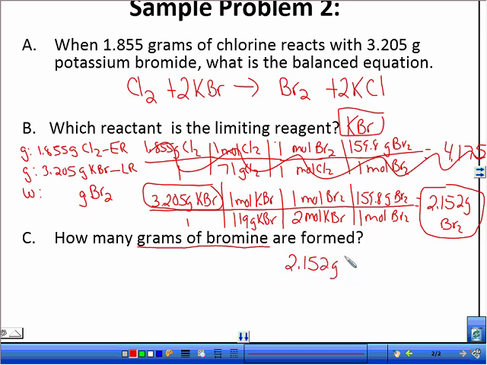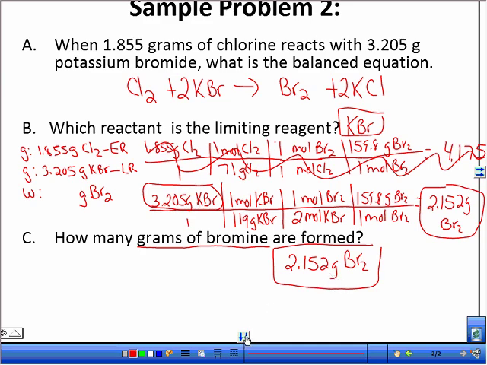2.152 grams of Br2 can be formed. Okay, so when I do those 2 stoichiometries, both your givens to your product, we decided to do bromine because this question asked for bromine. Whichever given made the least amount is your limiting reactant, and the amount of product is your answer, which you get down here.